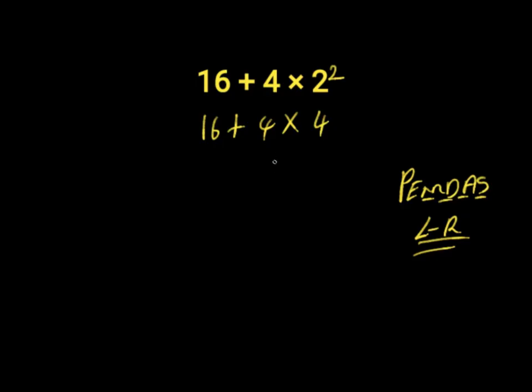4 times 4 will give us 16. Then we have 16 plus 16. 16 plus 16 is equal to 32. 32 is the right answer to this question.